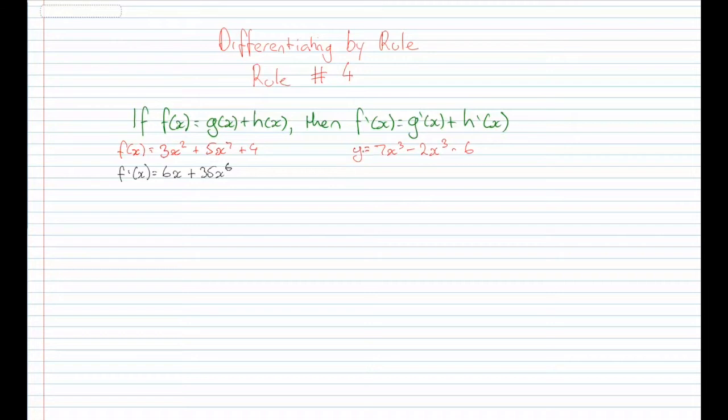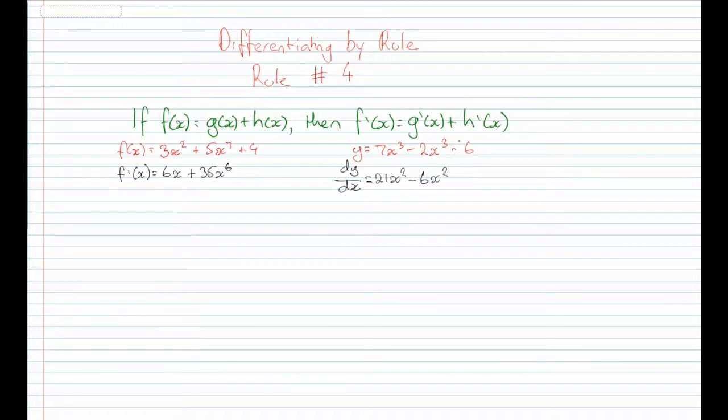For this one here, we're talking y's and x's, so you get dy over dx is equal to 7 times 3 is 21, x, drop the power by 1, so 3 minus 1 is 2, minus 2 times 3 is 6, x, drop the power by 1, gets us down to 2.